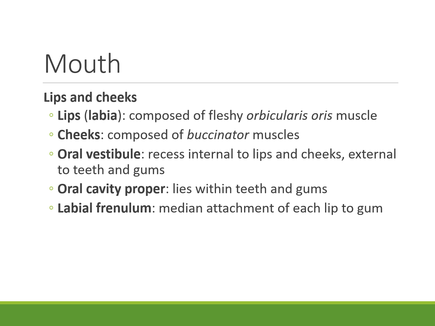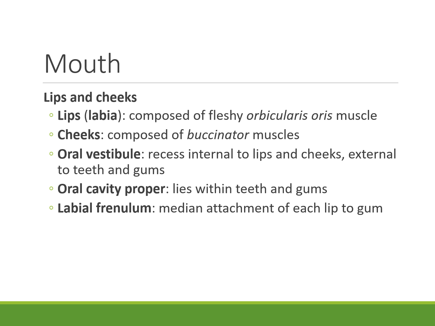Lips and cheeks. The lips are also known as the labia. These are the orbicularis oris muscles. If you remember back to 210, the orbicularis oris was the kissing muscle, the muscle that encircles your mouth. So when we put the skin on top of that, that's what your lips are. The cheeks are the buccinator muscles.